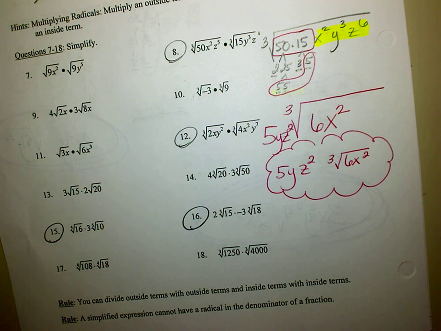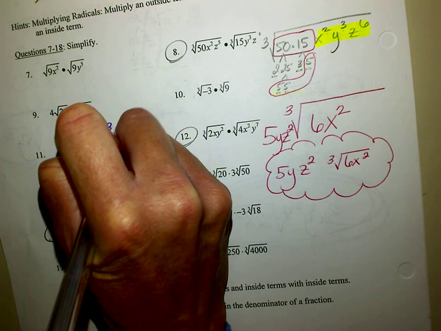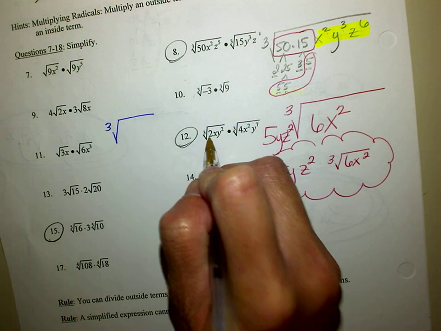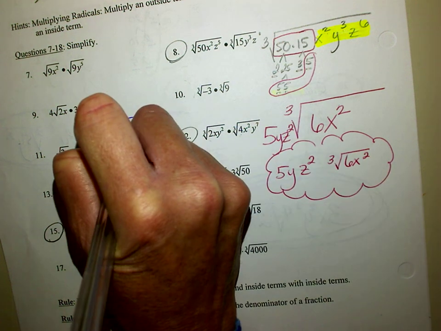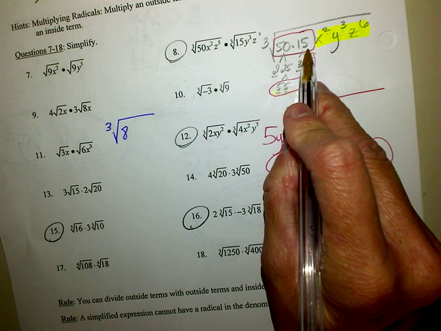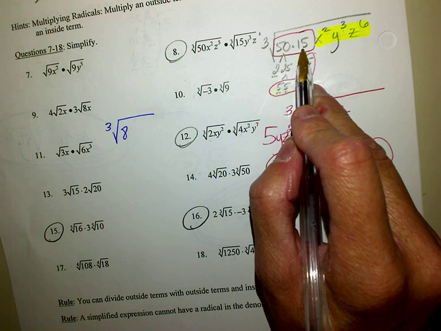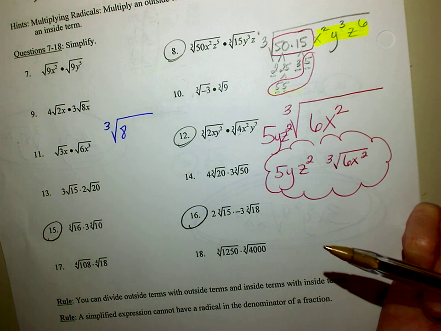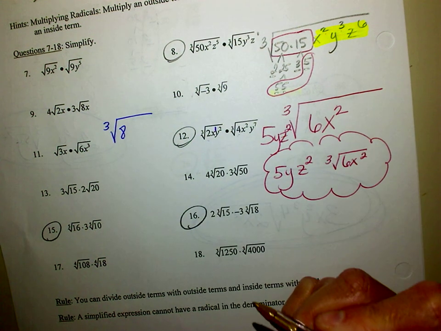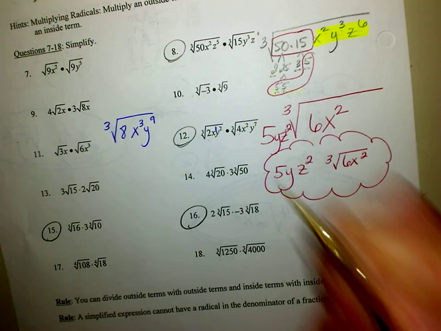All right, number 12. So I'll do 12 over here. So first I want to combine this into 1 radical. So I'm going to take 2 times 4. Now this time they're smaller numbers, so I'm going to go ahead and multiply those together. I just didn't do that over here because I was going to backtrack. I was going to do 50 times 15 and I was going to break that number up. Okay, so then I'm going to add my exponents. So x cubed and y to the 9th.